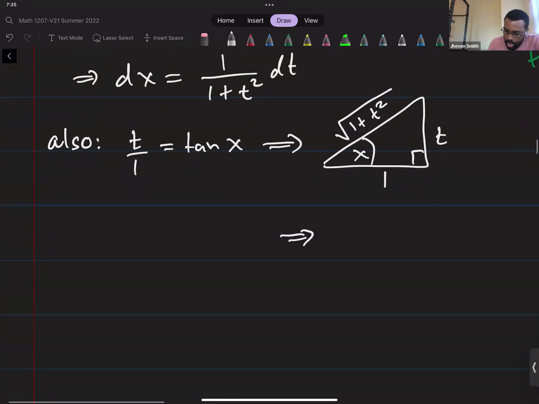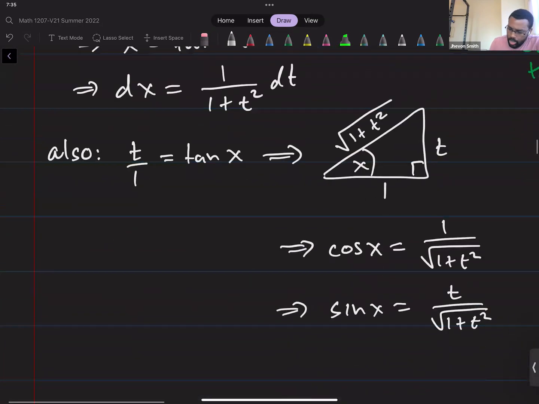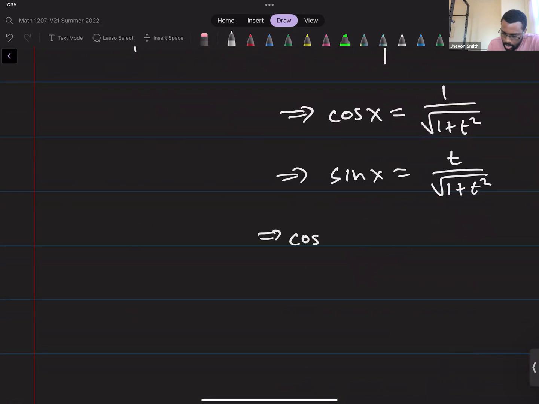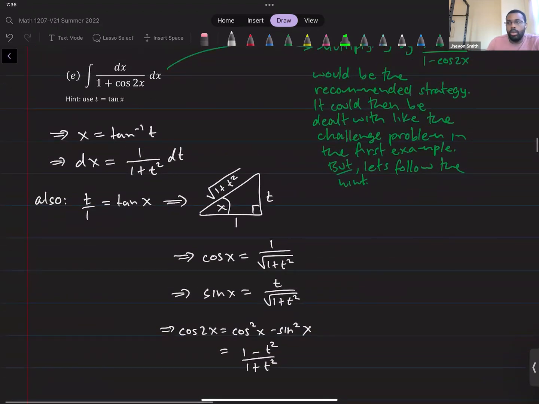And so from this, I can get that my cosine of x is adjacent over hypotenuse. My sine of x is opposite over hypotenuse. And so my cosine of 2x is just going to be cosine squared minus sine squared. So that's just going to be 1 minus t squared over 1 plus t squared. So I can actually just plug them into this guy.